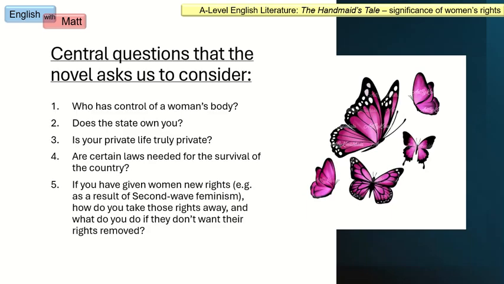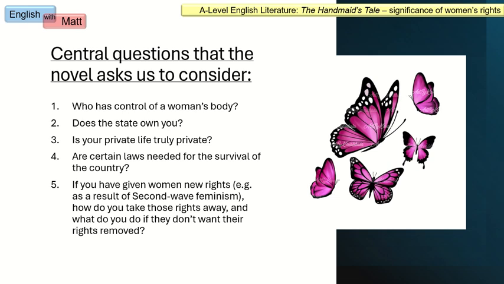So going back to some central questions that this novel asks us to consider, and it's interesting to have these discussions with students. Who actually has control of a woman's body? Does the state own you? Is your private life truly private? We see in The Handmaid's Tale that family private life becomes something politicized through the removal of children, removal of names, removal of partners, removal of jobs, etc. So, do we actually have a private life, or is it an illusion?